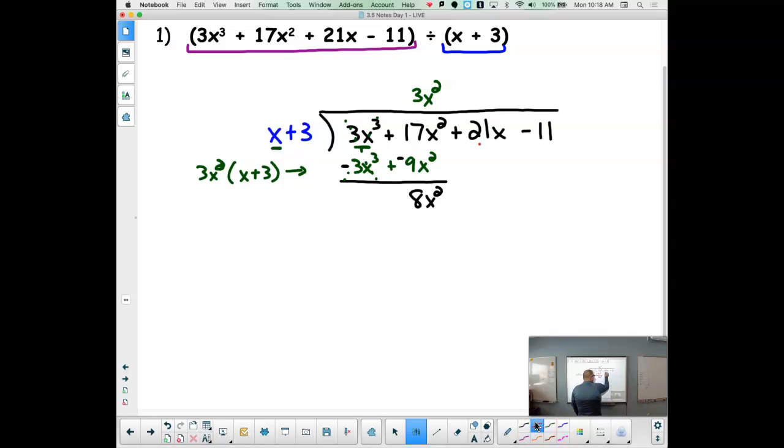Now, I drop down the next term, just like we did when we were dividing numbers. We drop it like it's hot. Okay. So we've got that. And now, again here, I would want to make this x become 8x squared, and so I'm going to do that by multiplying it by 8x. If I multiply 8x times x plus 3 and put it right there, I would get 8x squared plus 24x.